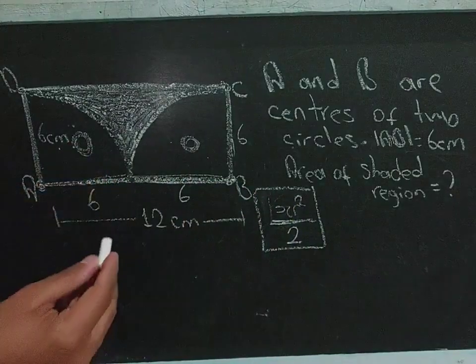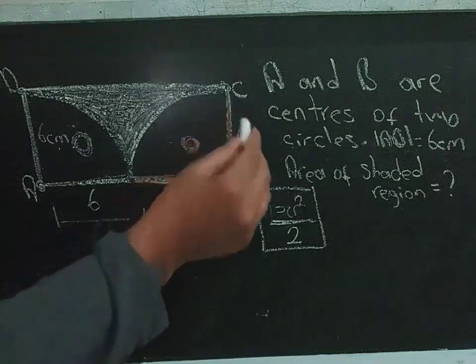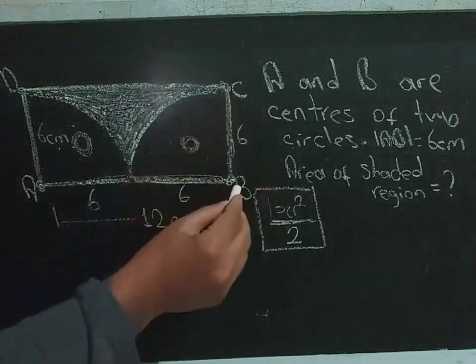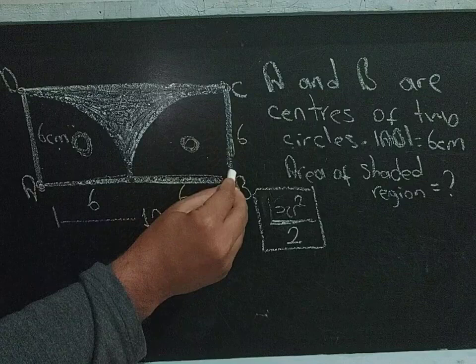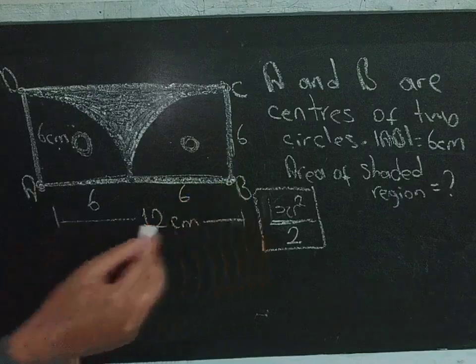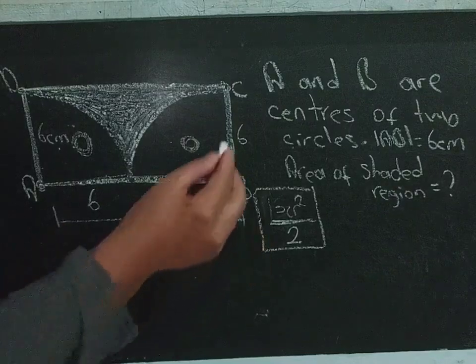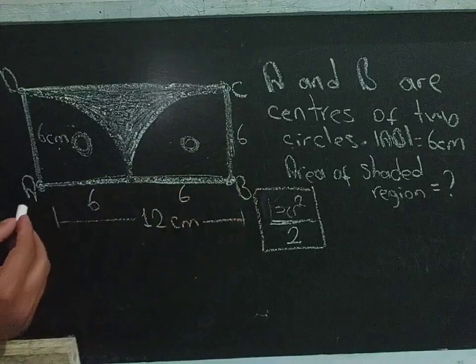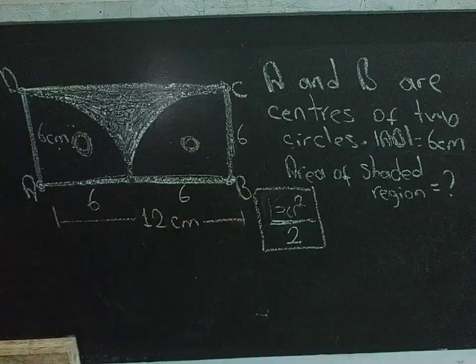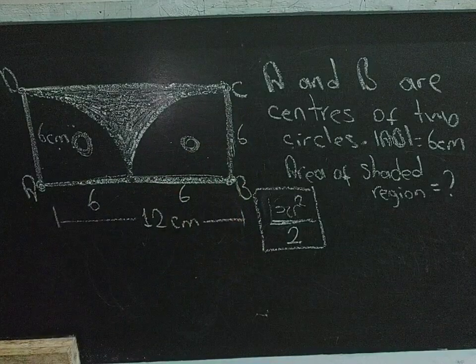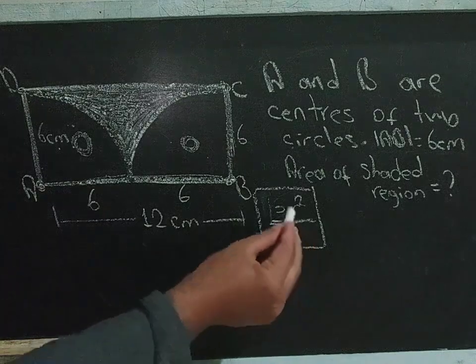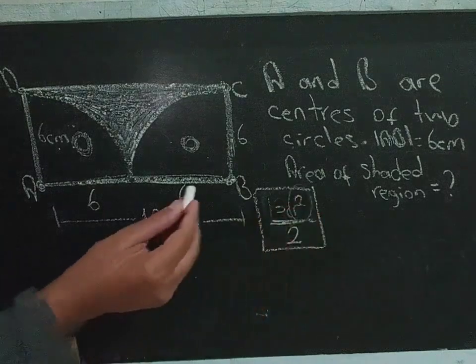Then I need to find area of rectangle. So area of rectangle is height times base. Height is there 6 and base is 12. So that means 6 times 12, which is going to be 72 centimeters square. Alright, I see the r square, radius. Radius is 6.